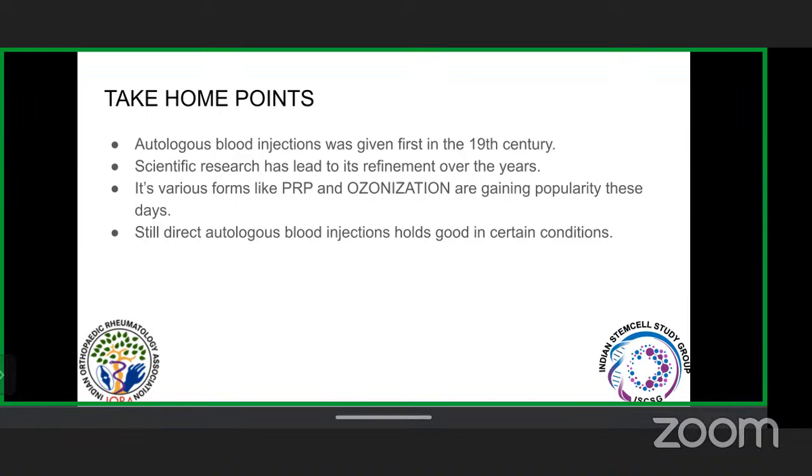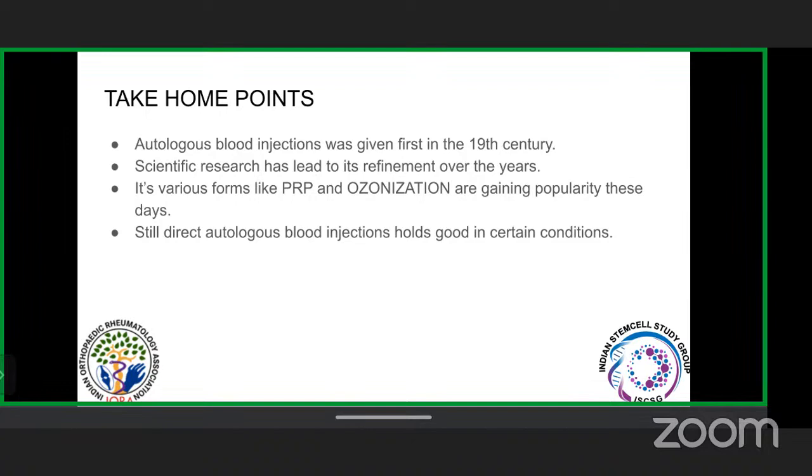And summarizing the take-home points: autologous blood injection was first given in the 19th century. The most important thing is the refinement over the years. Yes, we all know it began early, but how we refine it is very important. There are various forms like PRP and ozonization. Still, only in certain conditions does direct autologous blood injection hold good.